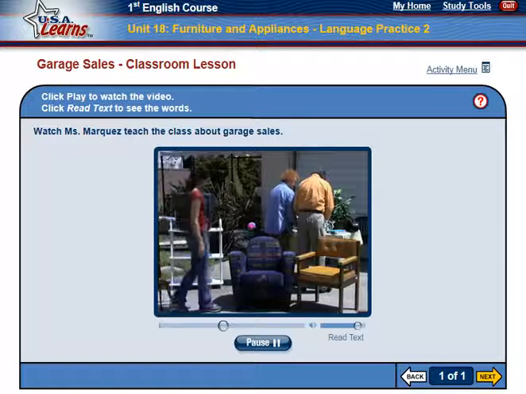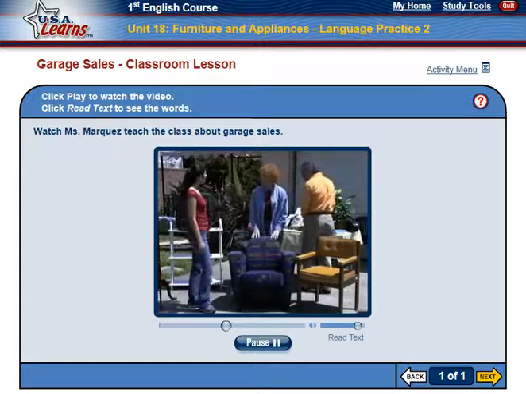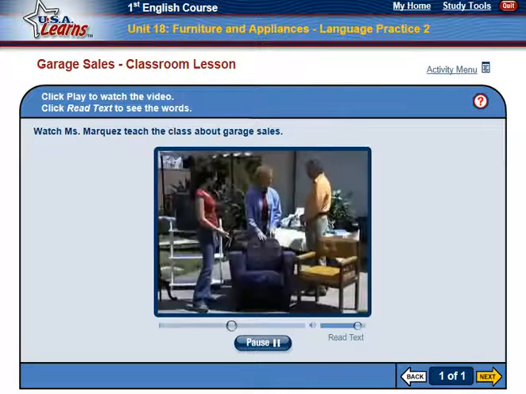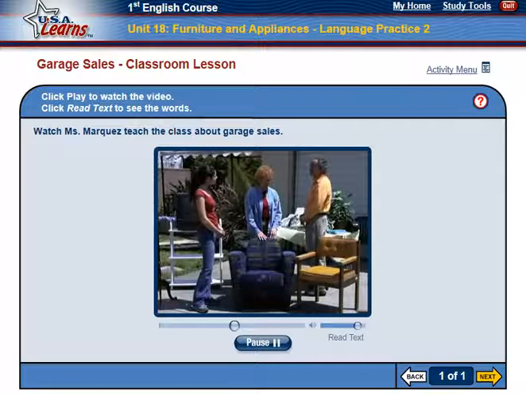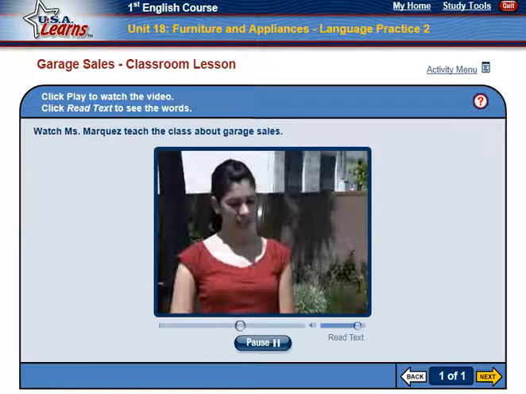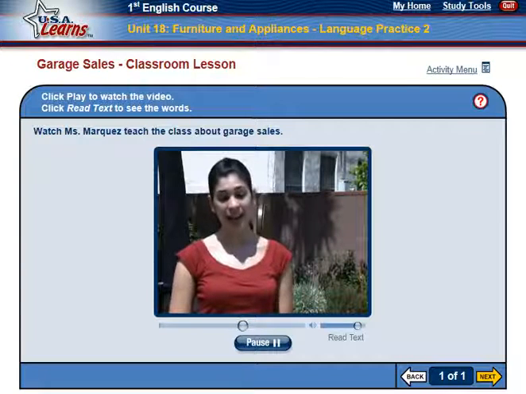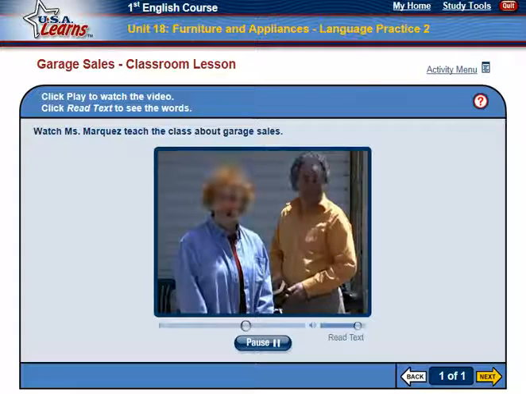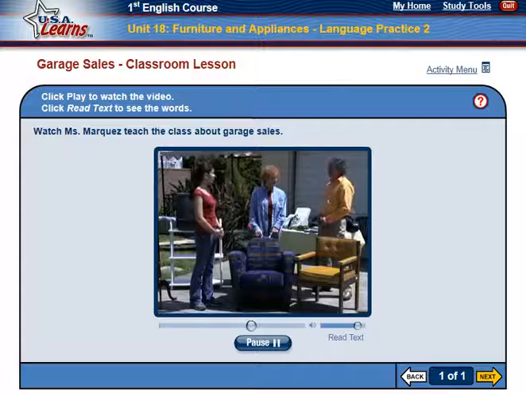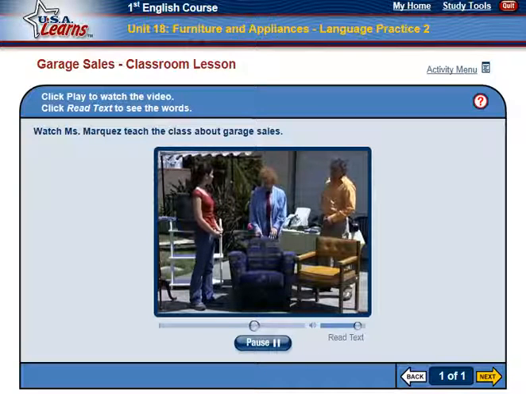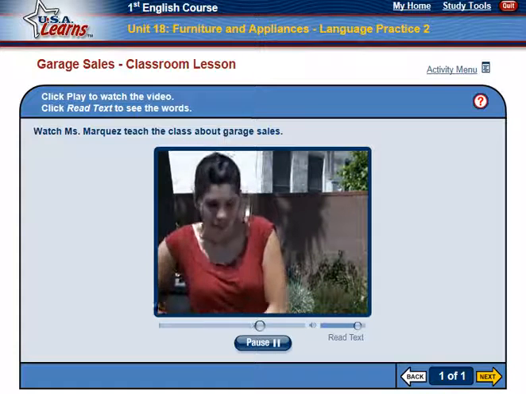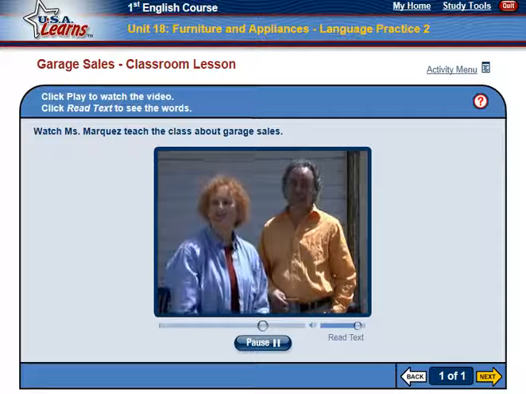May I help you? Hi, I'm looking for some chairs. How much is this blue one? It's $35. Oh no, this chair is in excellent condition. It's $40. Can I buy the blue one and the orange one for $50? The orange one is old and it's in poor condition. I think $50 is reasonable for these two chairs. Okay, $50 for both. Congratulations. You have two new chairs. Thank you.